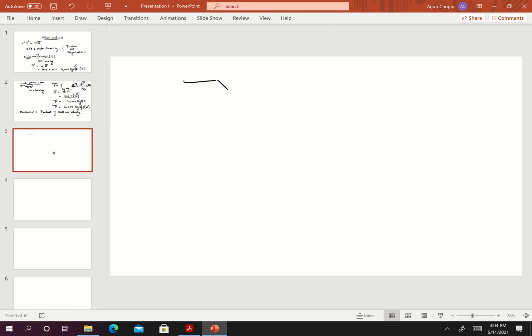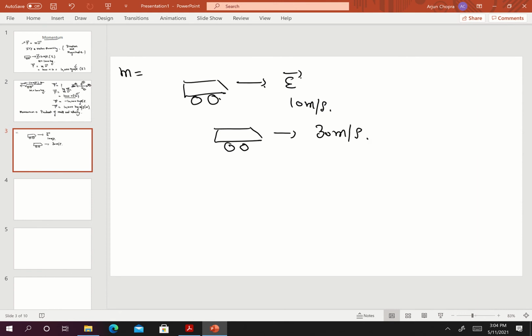Now let's say a car is moving in east direction, again with 10 meters per second, and then all of a sudden the velocity changes to 30 meters per second. Again, the mass of the car, I'm going to consider it as 1000 kgs. So I want to find what is the change in momentum.